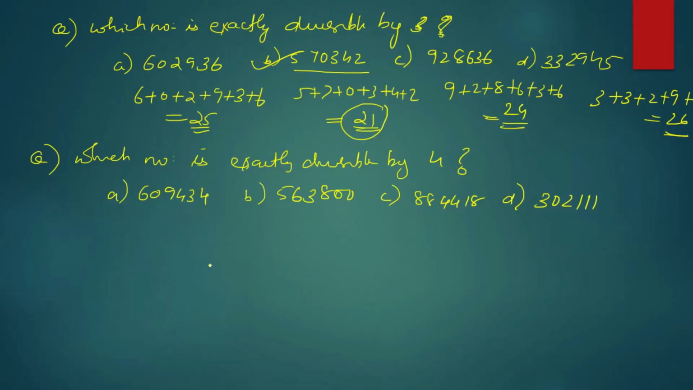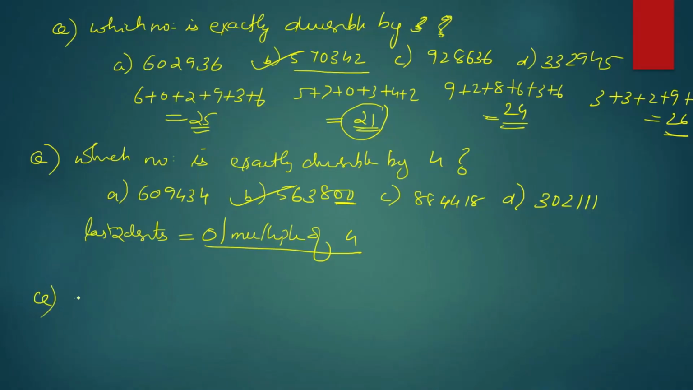We already told that if the last two digits are either 0 or a multiple of 4, then the whole number is also divisible by 4. Here in option B, the last two digits are 0, so this is the answer. You have to apply the divisibility rule. In the case of divisibility of 4, the last two digits are 0 or a multiple of 4. Then this is the answer.